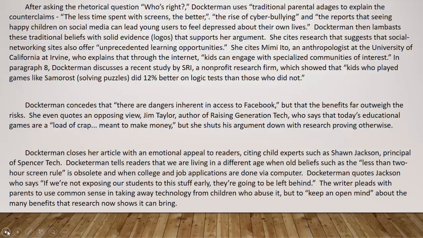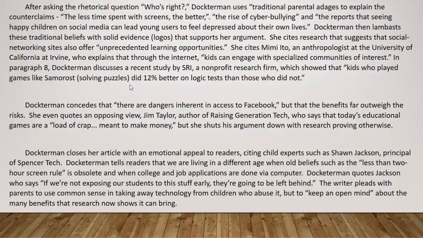She cites research that suggests that social networking sites also offer, quote, unprecedented learning opportunities. She cites Mimi Ito, an anthropologist at the University of California at Irvine who explains that through the internet, blah, blah, blah. Okay, I'm talking about ethos over there because you can believe Dr. Min because she's citing Mimi Ito, and Mimi Ito is an anthropologist. Okay, and then I close it by saying Dr. Min discusses a recent study by SRI, a nonprofit research firm, which showed that kids who played games, blah, blah, blah, did better on tests. Okay, so I'm not flat out saying ethos, logos, pathos. I'm intertwining it with my essay.